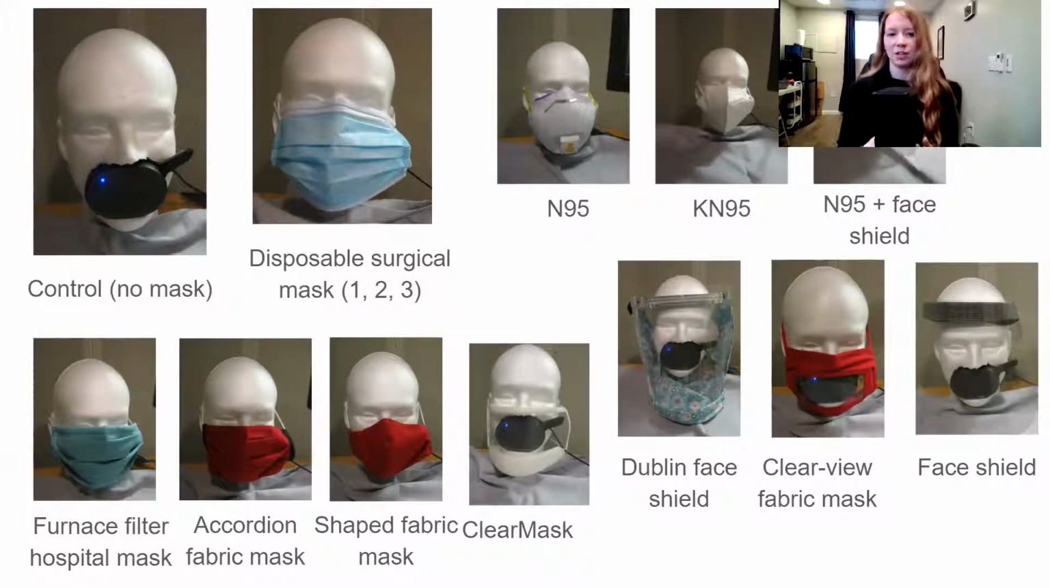Those particular masks are typically worn for personal safety and will be on their own graph. The furnace filter hospital fabric mask is also considered worn for safety, and it is the only mask of the fabric masks that I tested that has a different fabric composition due to the nature of the mask and the filter. The accordion style fabric mask and the shaped fabric mask, as well as the Clearview fabric mask, are all made with the same fabric and the same number of layers, so the same number of threads per inch and everything, to help demonstrate how the design impacts acoustic attenuation.